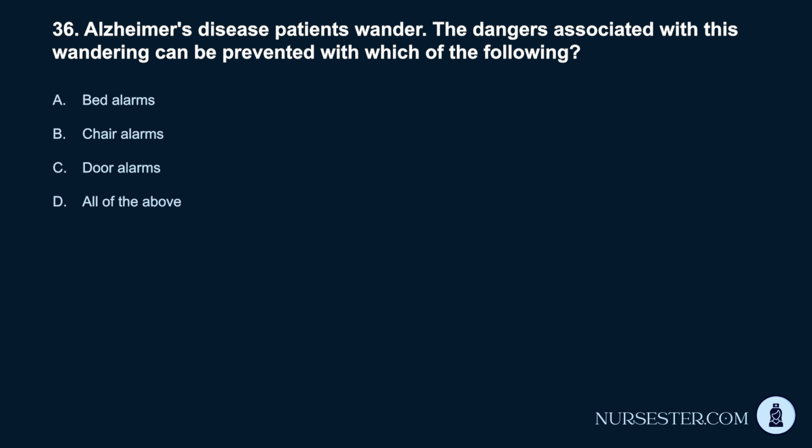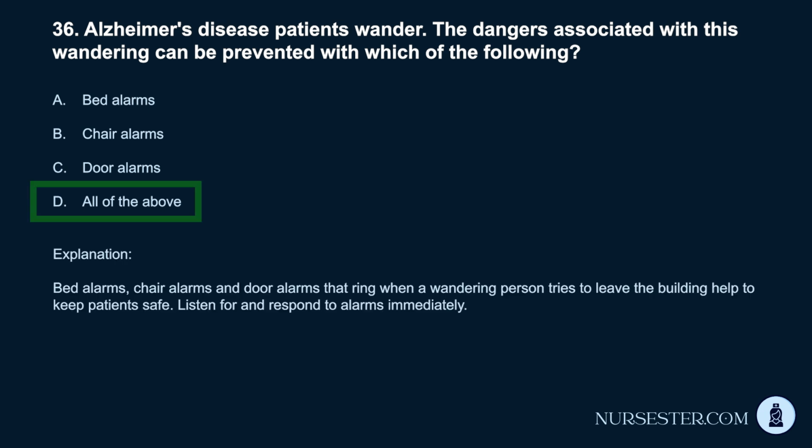36. Alzheimer's disease patients wander. The dangers associated with this wandering can be prevented with which of the following? A. Bed alarms. B. Chair alarms. C. Door alarms. D. All of the above. Correct answer, D. All of the above. Bed alarms, chair alarms, and door alarms that ring when a wandering person tries to leave the building help to keep patients safe. Listen for and respond to alarms immediately.